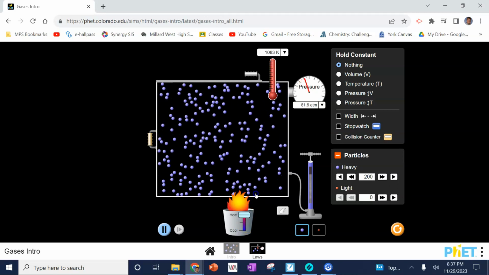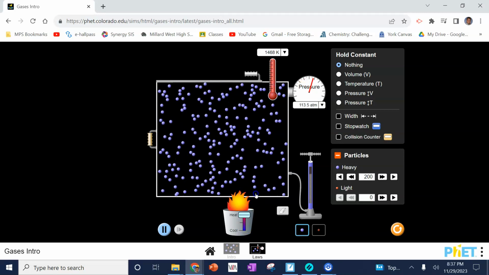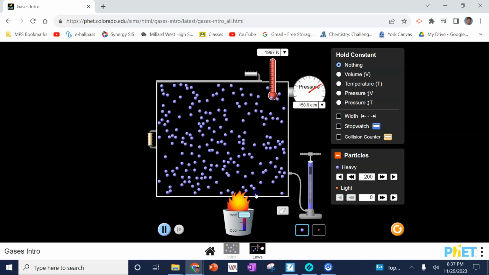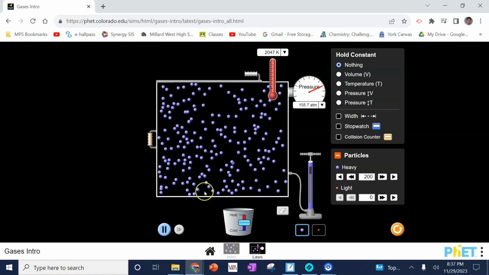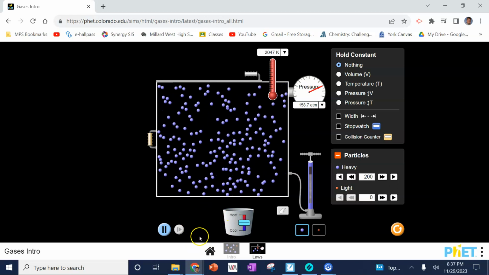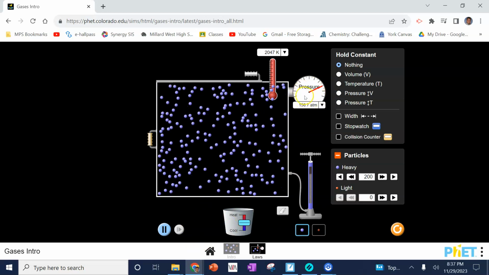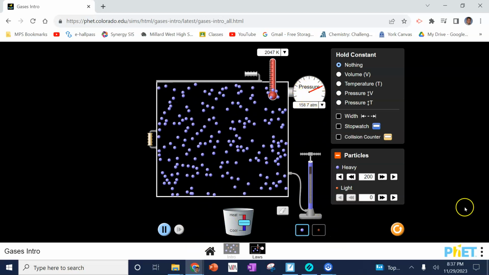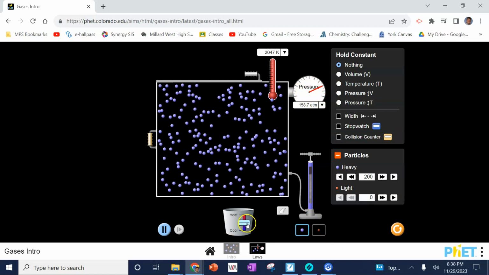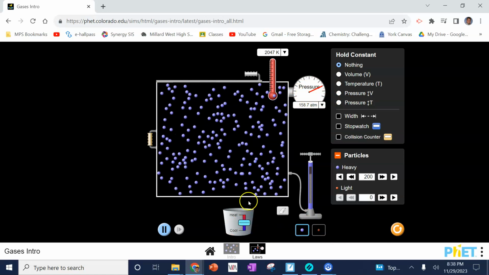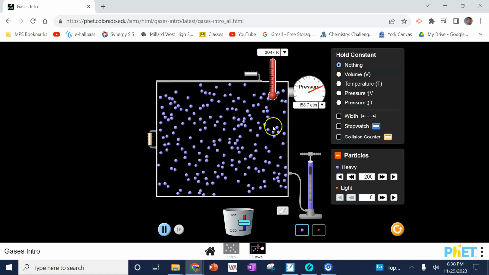Okay, so here as we're adding heat, you can notice the temperature is going up, and you can observe those particles are moving around much, much faster. And then you'll also notice as we did this, the pressure increased. So it looks like with the temperature increased, pressure increases.